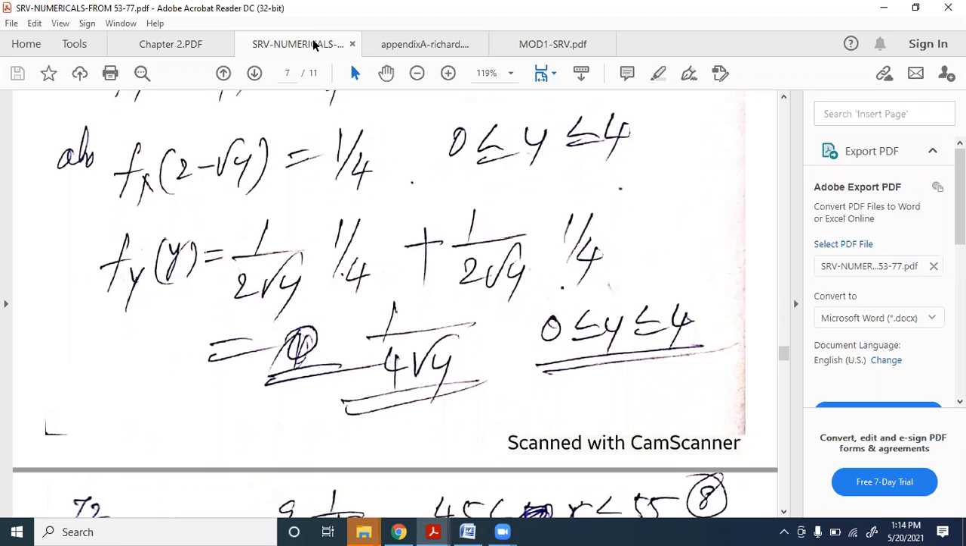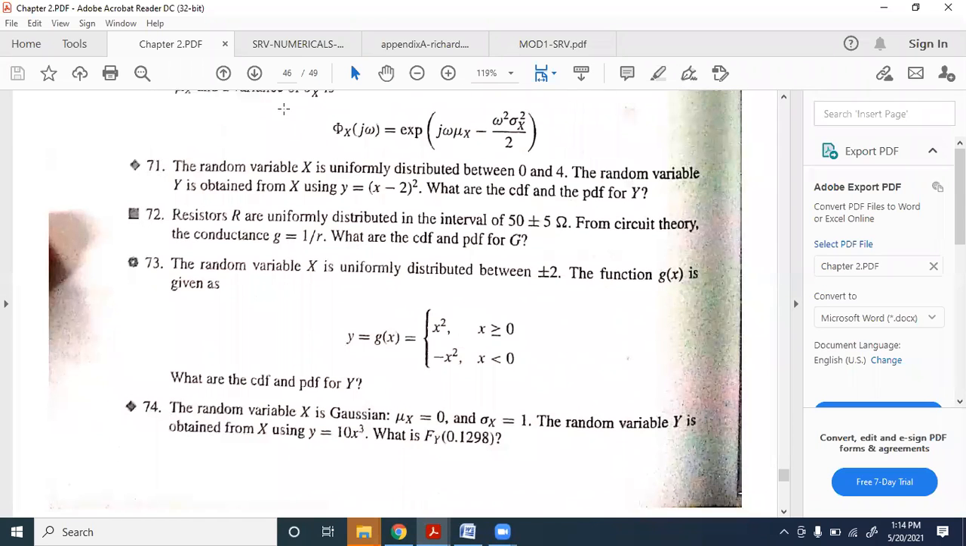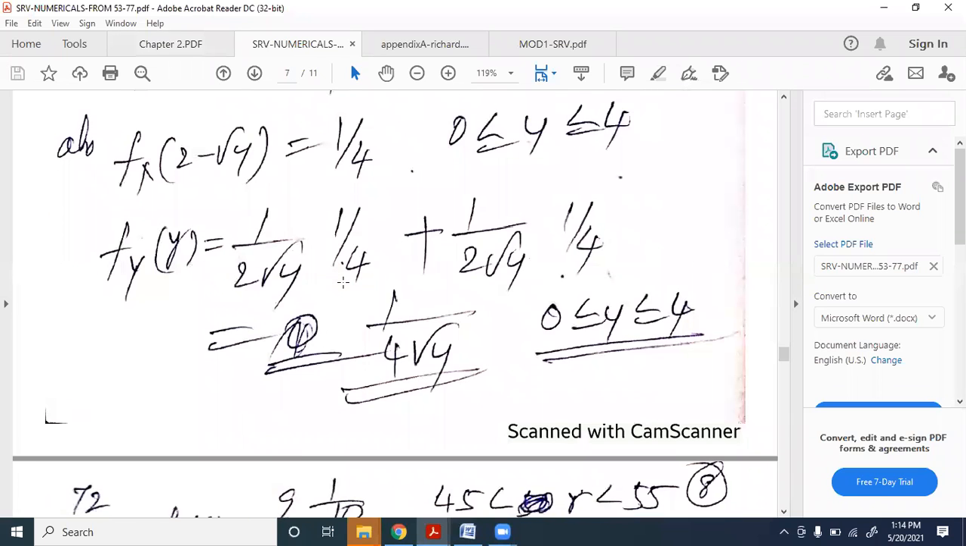So let us go for problem number 72 now. 72 is written over here. Resistor R is uniformly distributed in the interval 50 ± 5 ohms. From circuit theory, for conductance, G is equal to 1/R. This is resistance; the conductance is 1/R. What are the CDF and PDF for G? So we need to find the CDF and PDF for G, not for R. Let us go through the solution for this.